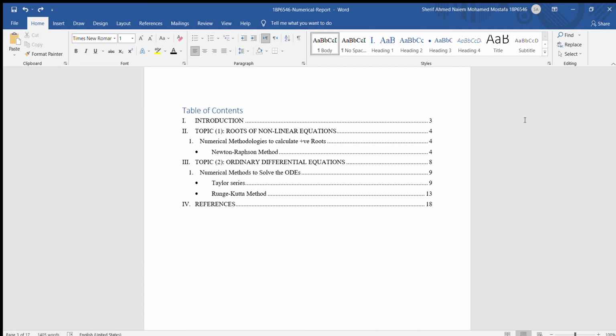Bismillahirrahmanirrahim. This is a report of the numerical analysis project. We will talk about one method for getting the positive root of the nonlinear equation, which is the Newton-Raphson method, and two methods for solving the ordinary differential equation, which are the Taylor series and Runge-Kutta method.